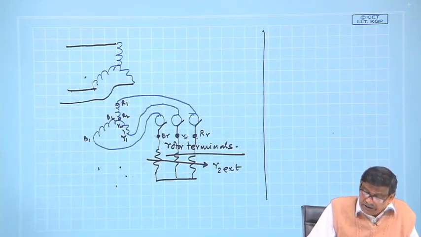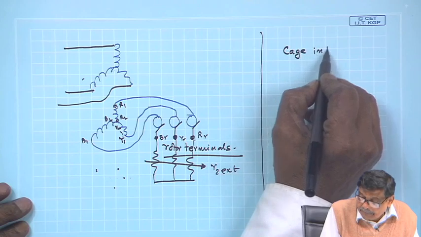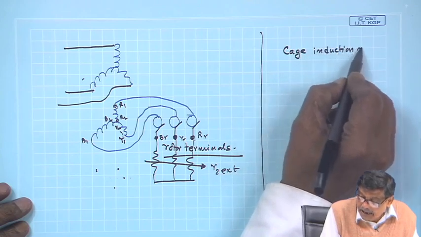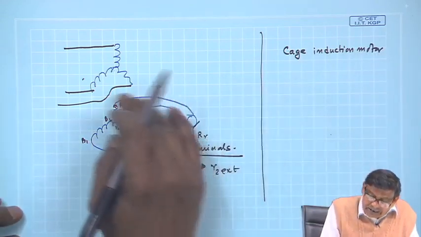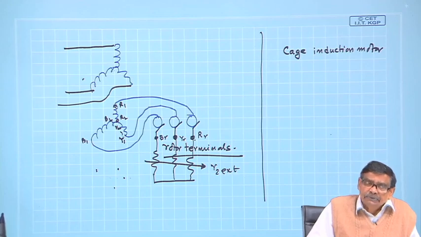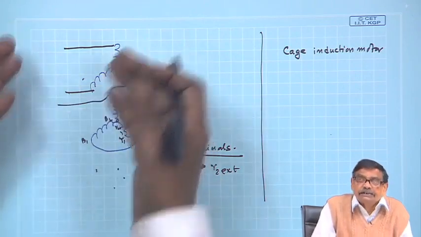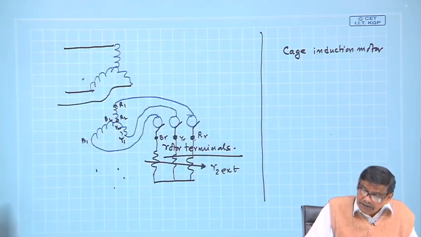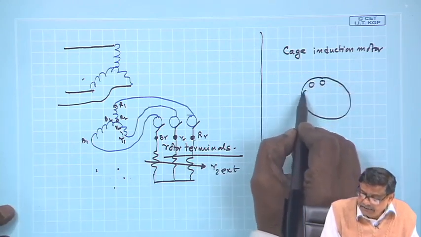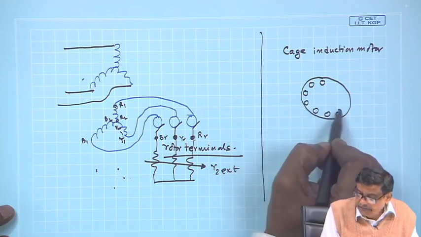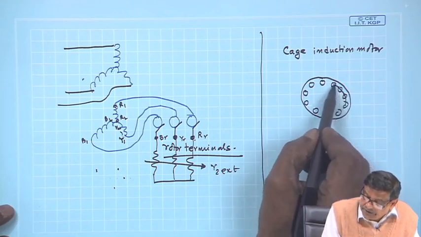What is the other kind of induction motor? It is the cage induction motor. I will just tell this much. In a cage induction motor, in the rotor, you do not make a 3 phase balanced winding the way we do it for the stator. What will be there? It will be represented like this. There will be conductors in slots, and these conductors will be shorted.